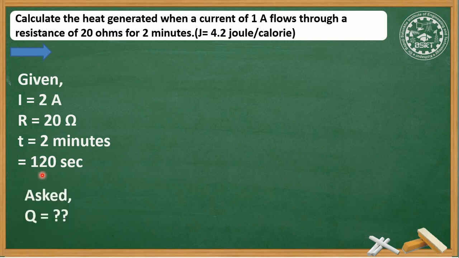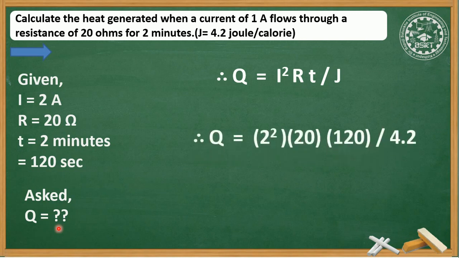And what is asked? The asked value is the heat generated. So Q is equal to what? Q is equal to I square RT upon J. Put the values in the equation. And our answer is, the heat generated is 2520 calorie.